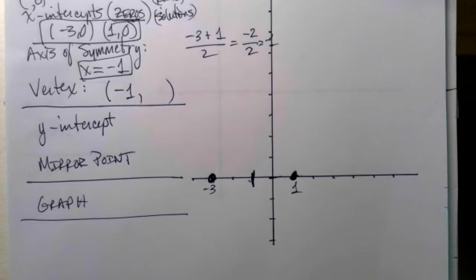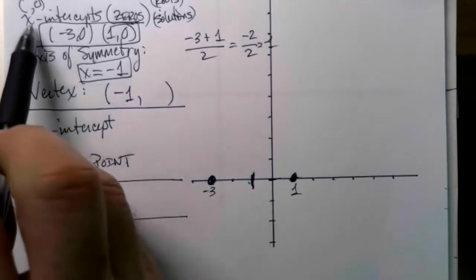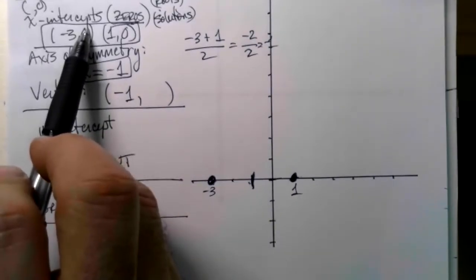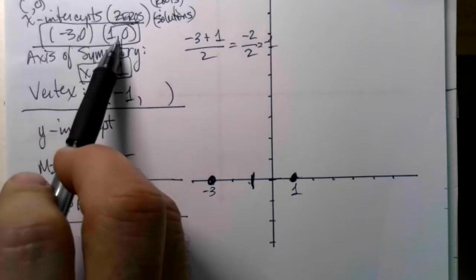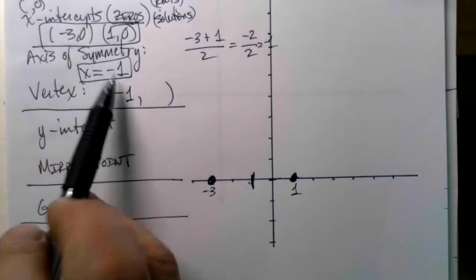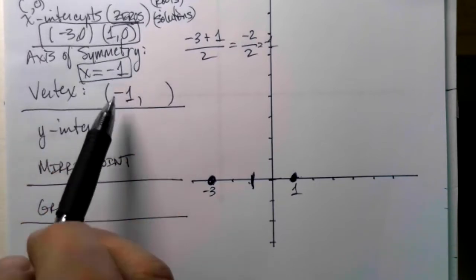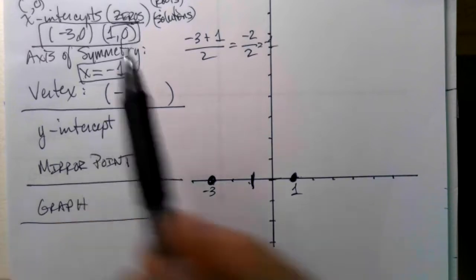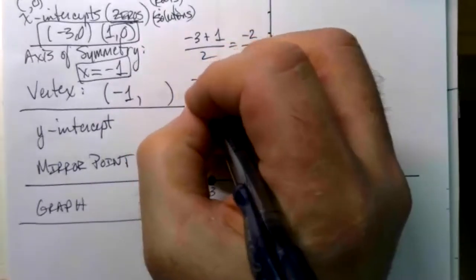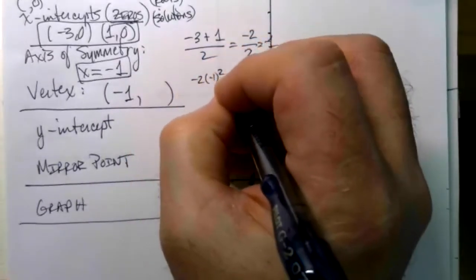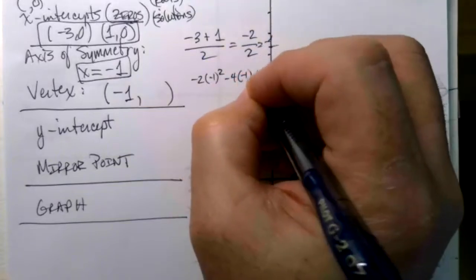So what we've just done is kind of a backwards way to find where the vertex is. We found the x-intercepts. We figured out the x value halfway between them. That's the axis of symmetry. We're going to use the axis of symmetry then to find the rest of the vertex, which is just the y value. So I'm going to do -2 times -1 squared minus 4 times -1 plus 6.